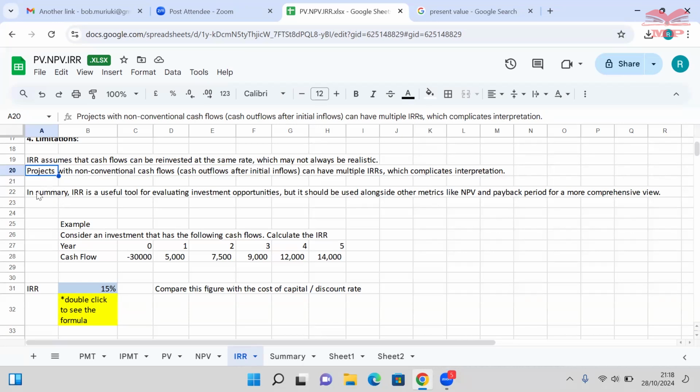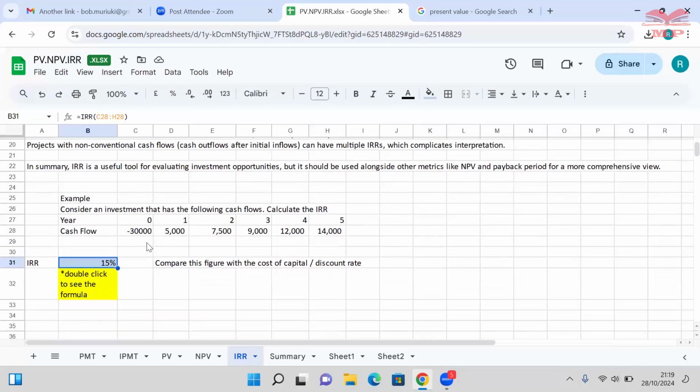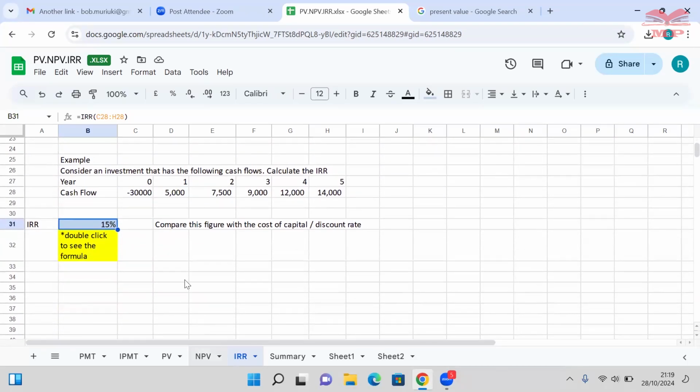So it is a useful tool for evaluating investment opportunities, but it should be used alongside other things like the NPV. Okay, but how do we work it out? Again, a pretty straightforward formula. It's actually even easier than the NPV.